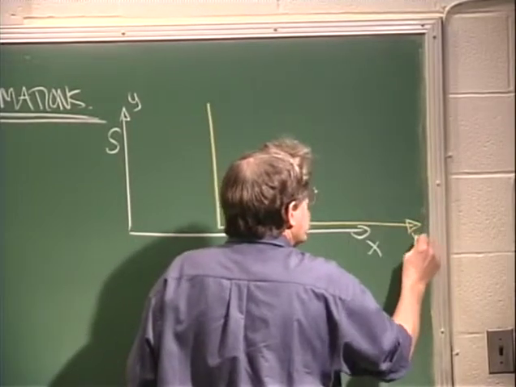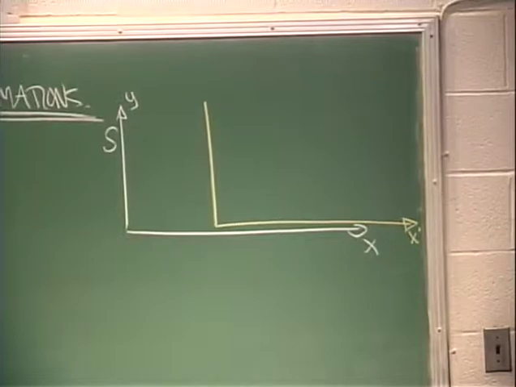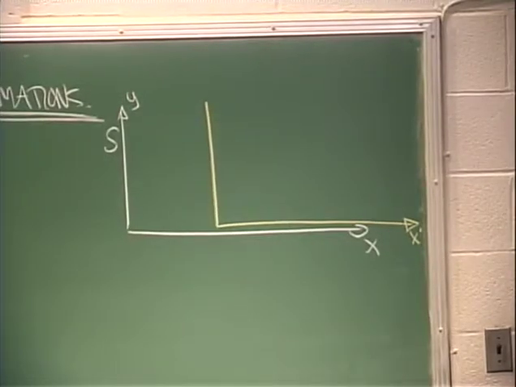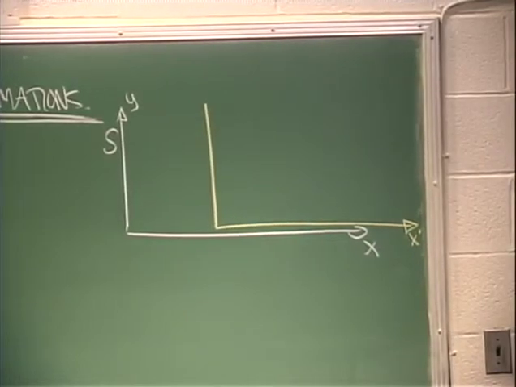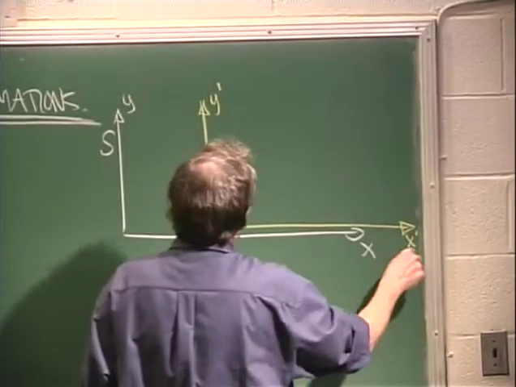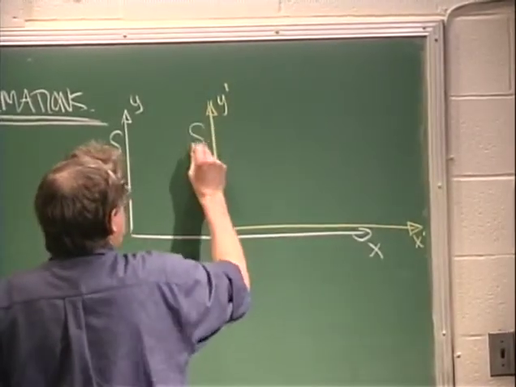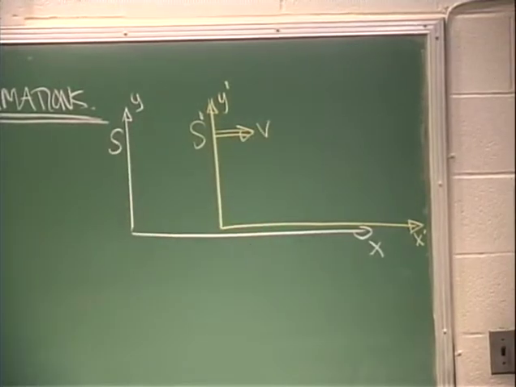It has coordinates x prime. By the way, I might as well orient S prime's axes so the x and x prime axes are along the same direction, and the y and y prime axes are in the same direction, and same for z. So this is y prime, x prime. This is S prime. And S prime is moving along to the right at speed v.